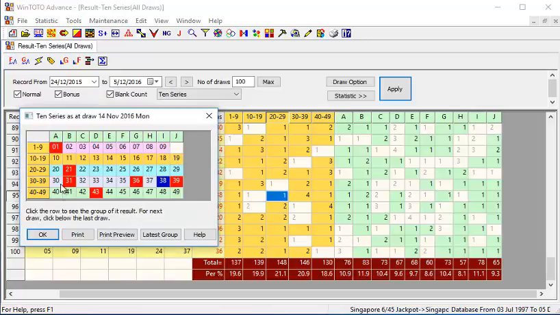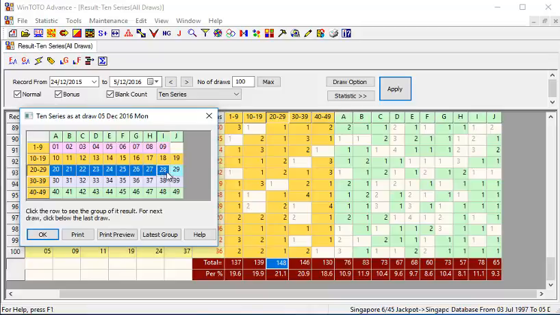You can see for yourself that it's doing very well, 20 to 29. Let me close this first, which covers 20, 21, 22, 23, 24, 25, 26, 27, 28, 29. For the past 6 draws, this group of numbers has been appearing many times. For how many draws? 1, 2, 3, 4, 5, 6 draws.